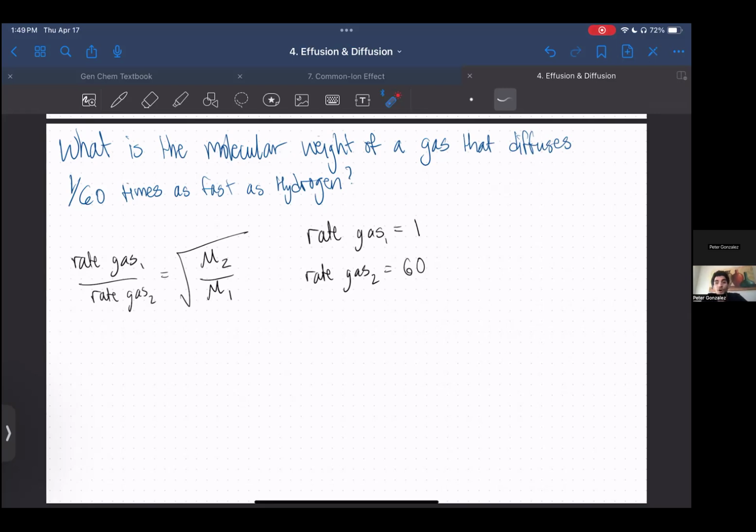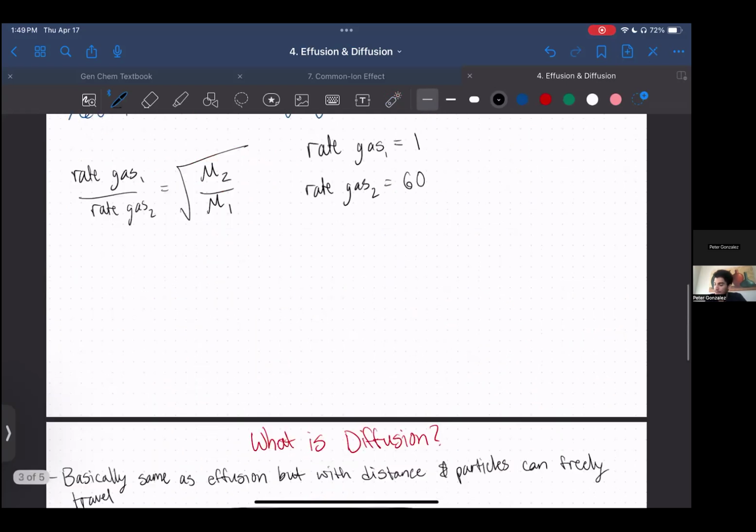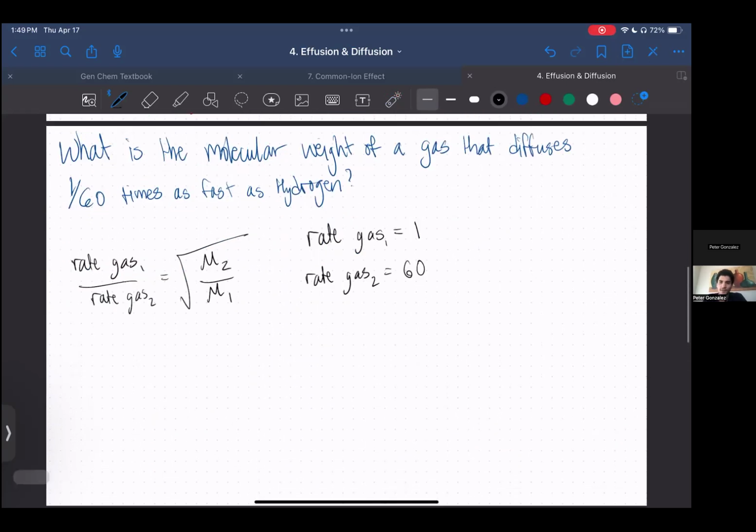Again, whatever gas you call gas one and gas two does not matter so long as you're consistent with the masses. That's the important thing. Because I already called gas two the one that moves at 60 and gas one the one that moves at one, I therefore need to be consistent with the mass and say that hydrogen is one of these two. So hydrogen has to be the gas that's moving faster because it's the lightest one also. So it's going to be H.